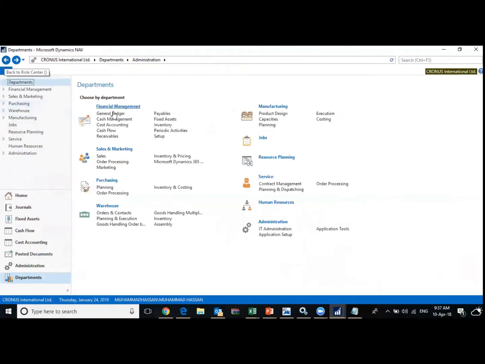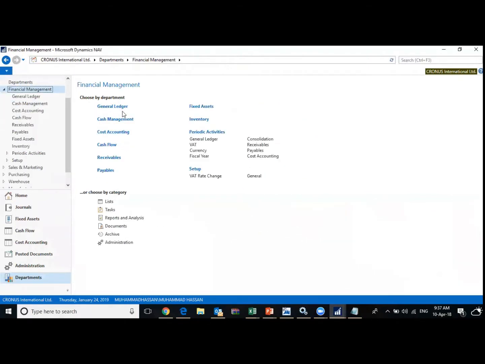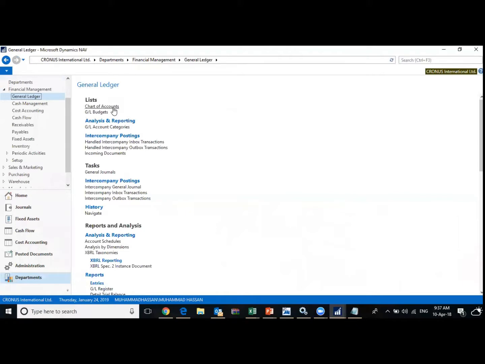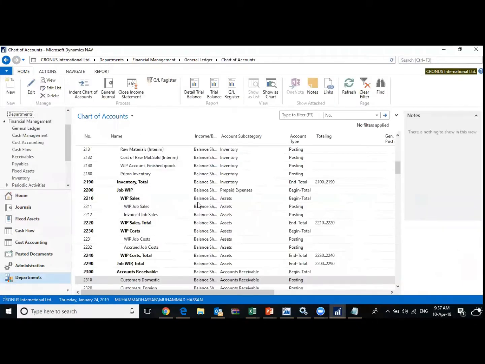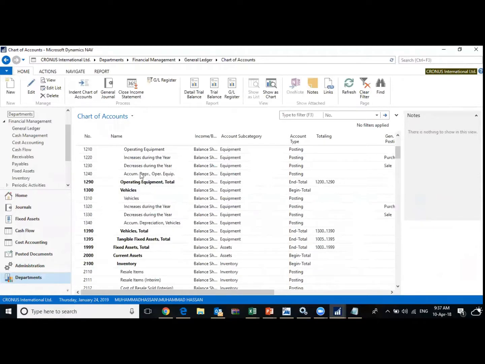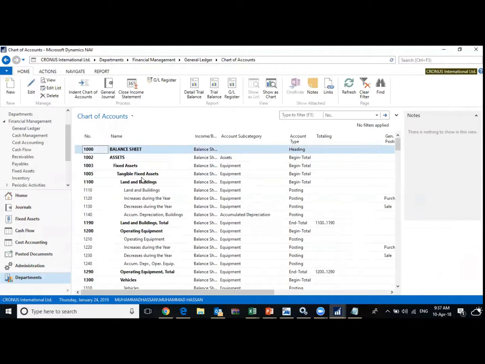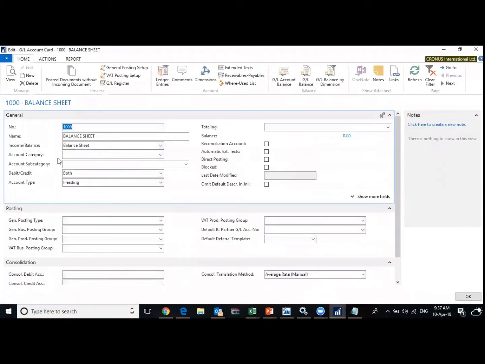Right, so just going to go to financial management, general ledger, chart of accounts. So this area you can consider as the heart of your business, the core of your business. Without this chart of accounts, your system is good for nothing. So we're just going to open this card and discuss whatever is in here.